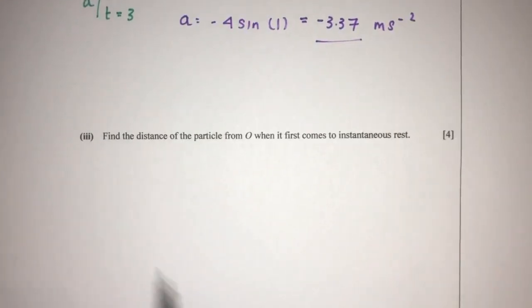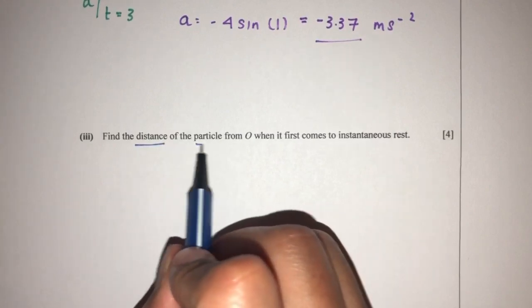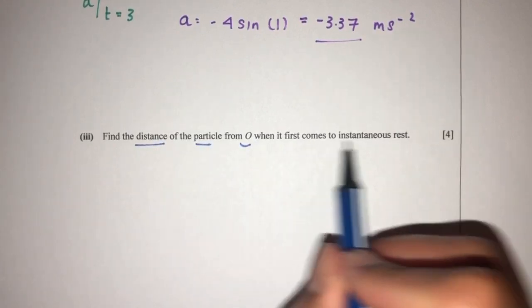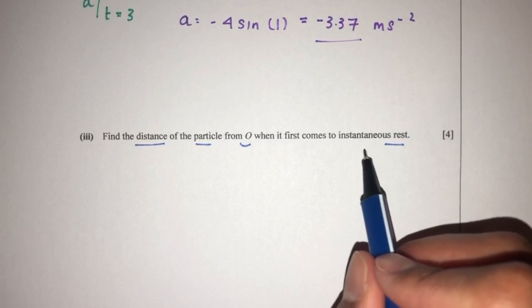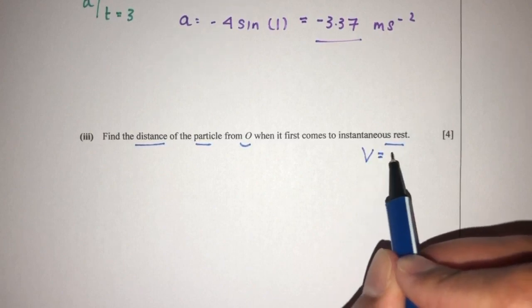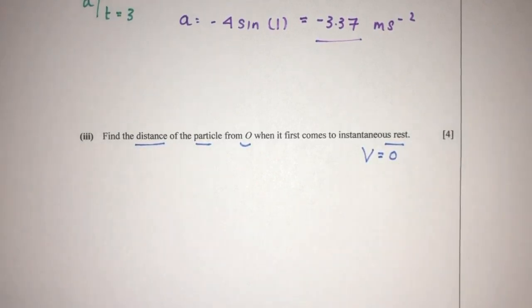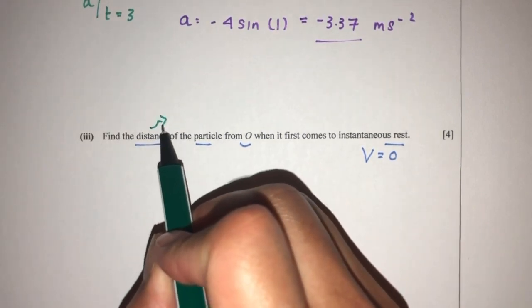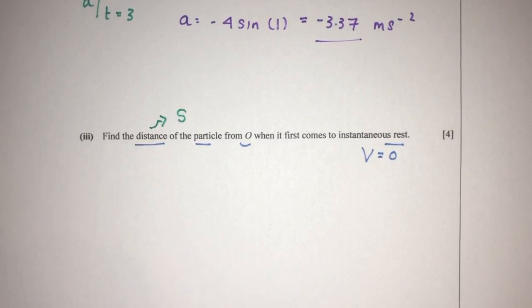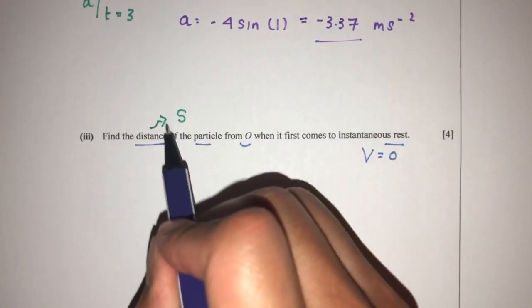Now for part 3, find the distance of the particle from the point O when it first comes to rest. So at rest is what? At rest we know value of v has to be 0. Okay, so let's see. But here we have to find the distance from point O. We have to find the displacement of the particle. Now we have to understand. Let's first find the displacement.